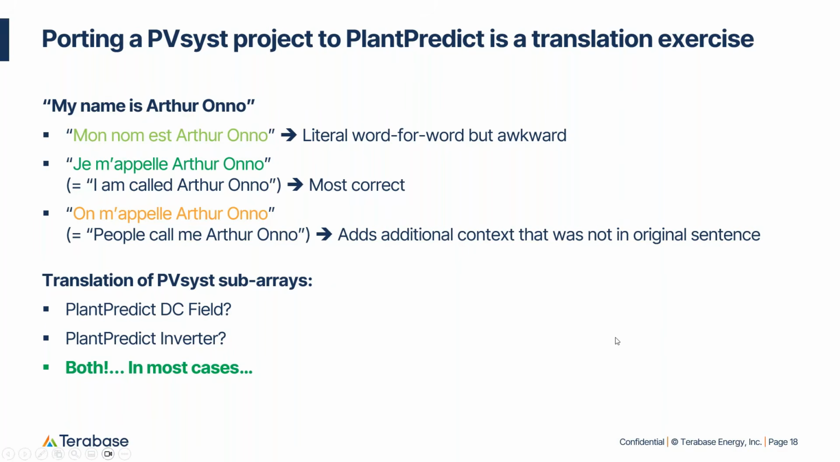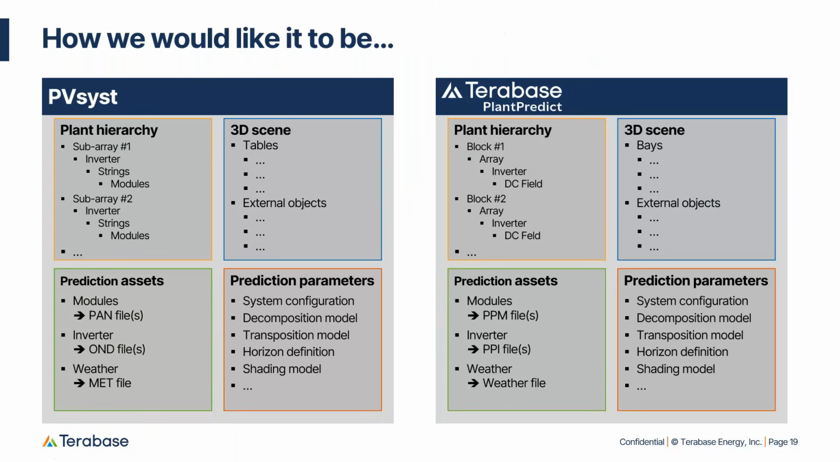So this is the type of things that can happen. And for that case, the subarray translates to both. Another way to think about it is that if you work only in one software and have never worked in the other, this is how you might imagine the two tools map to each other. On each side, you have a nice plant hierarchy, 3D scene, prediction parameters and prediction assets, and they match nicely one to the other.